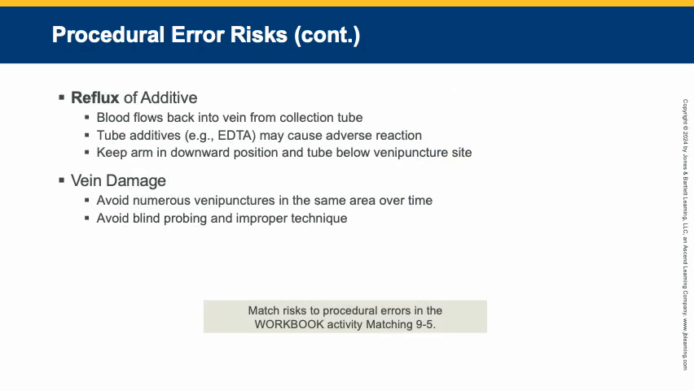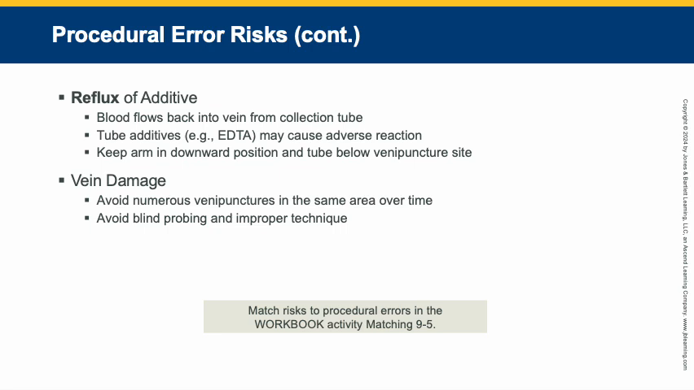Reflux of additive. In rare instances, it is possible for blood to reflux or flow back into the patient's vein from the collection tube during the venipuncture procedure. Reflux is thought to be caused by a normal variation in pressure in the patient's vein or the sudden drop in pressure on the vein when the tourniquet is released.